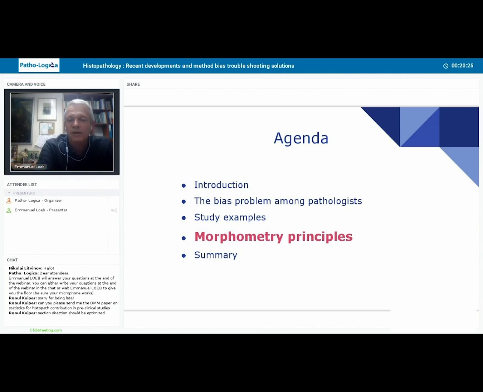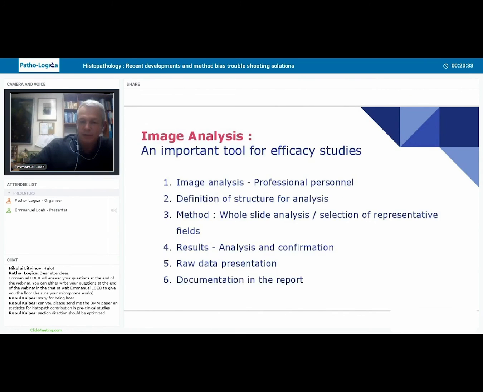tools, and one of these tools is the morphometry or the image analysis. And I will invest my time now to explain how this works. How do you work with it? So first of all, for the image analysis, you need a professional, skilled personnel. This is somebody who knows the system, who knows what he's dealing with, and knows how to extract a number from each histological picture that you give it.